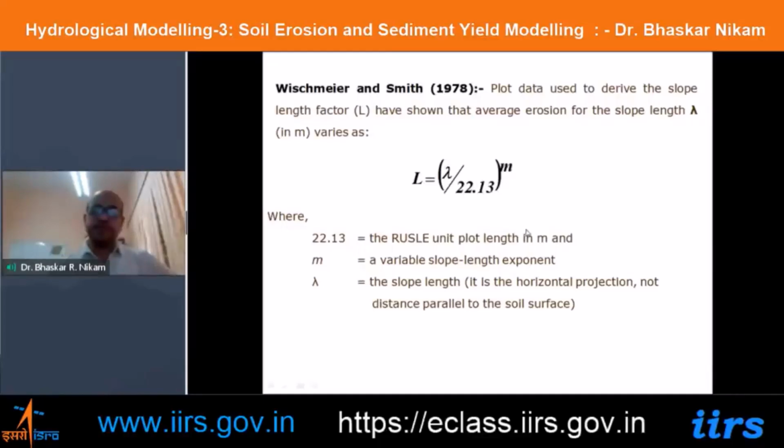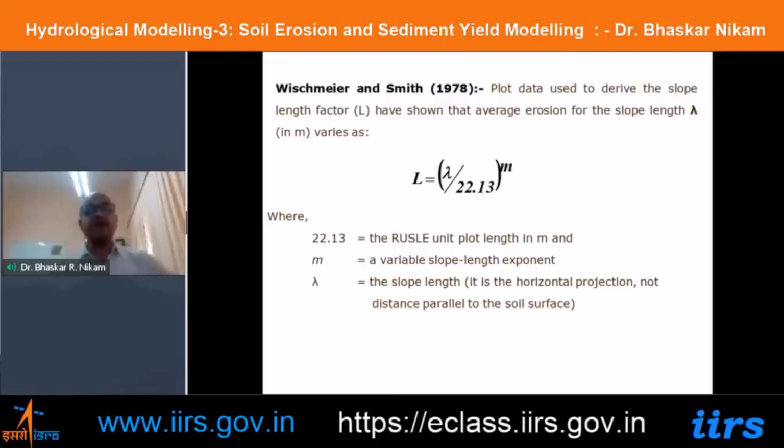22.13 is the standard plot size of the plots, the data of which was used to develop this equation, this USLE or RUSLE. The original plots on which they did multiple experiments had a slope length of 22.13. So the slope length of this plot divided by 22.13 raised to the variable slope length exponent will give me the slope length factor.